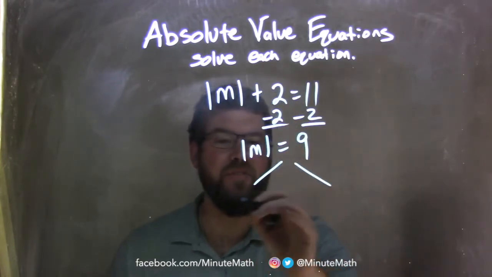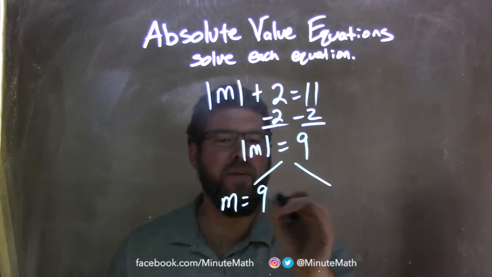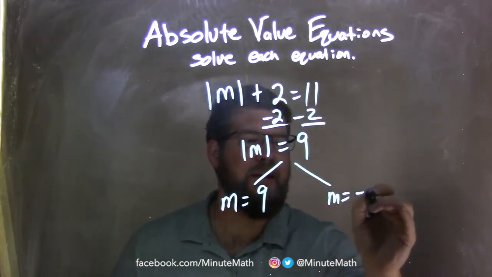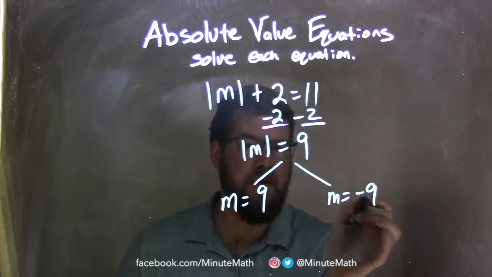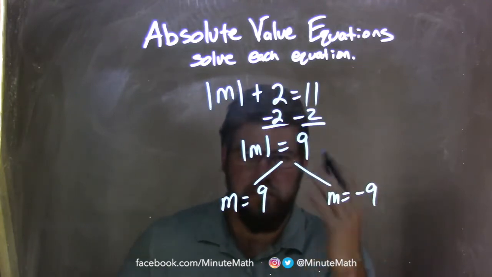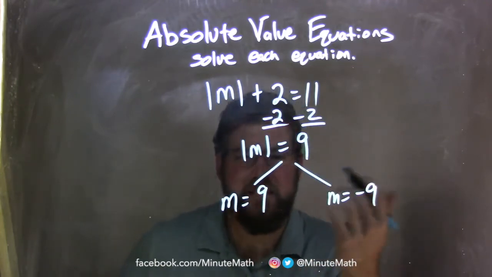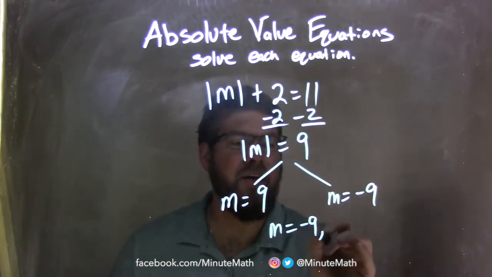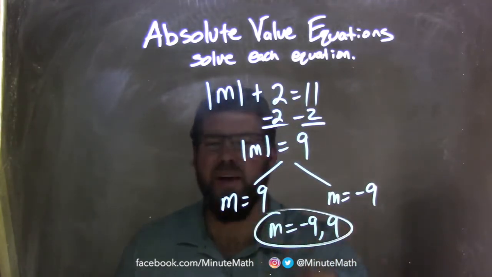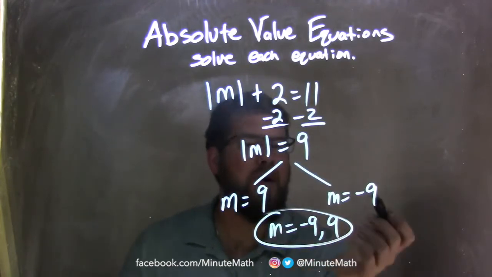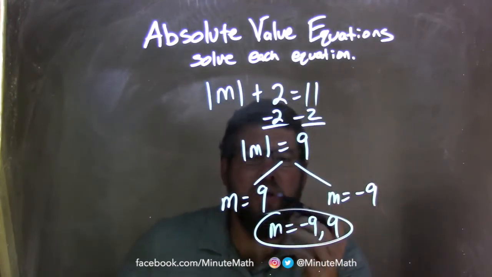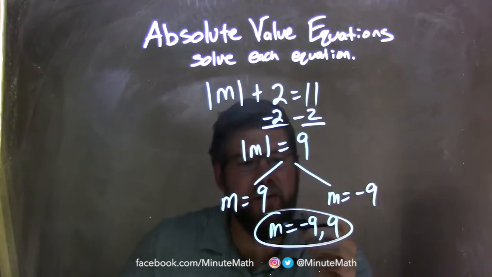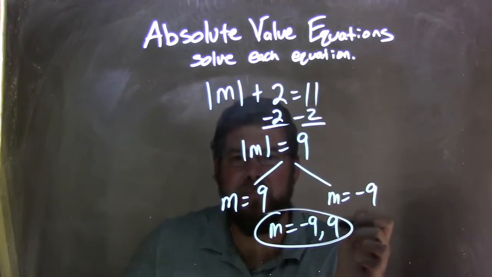Absolute value of m turns into just m equals a positive 9, and here m equals a negative 9. We break it down to a negative and a positive. And then rewrite this from least to greatest because it looks nicer. And so my final answer is just m equals negative 9 and positive 9. Fairly simple problem, right? They're already by themselves, these numbers. So we can just say that's our final answer, m equals negative 9 and positive 9.